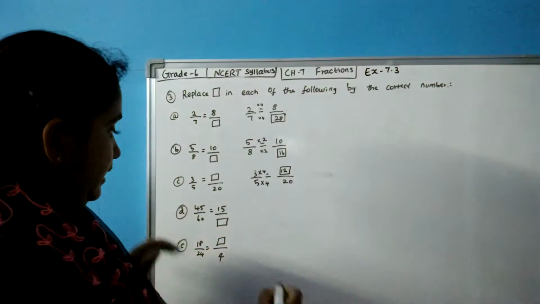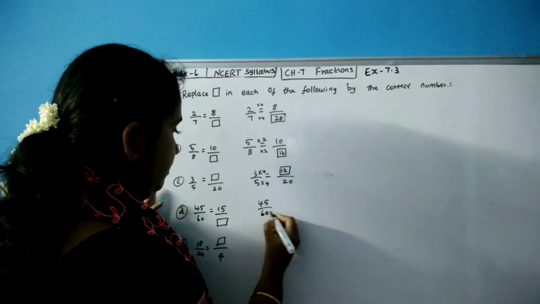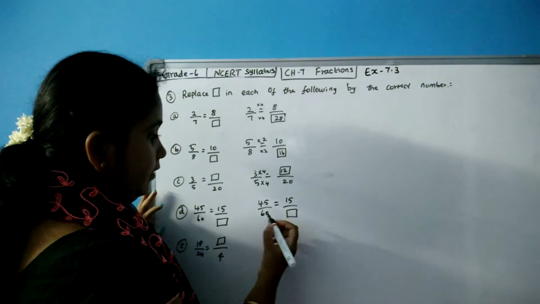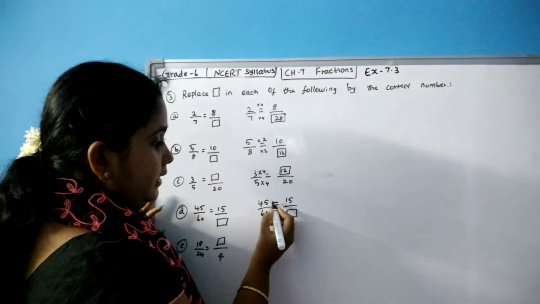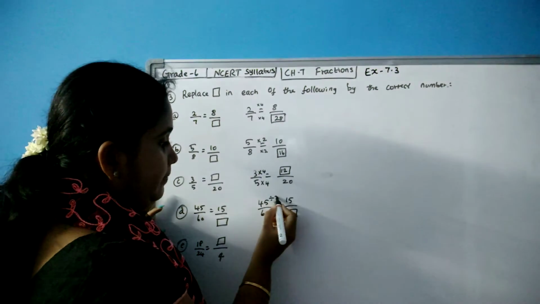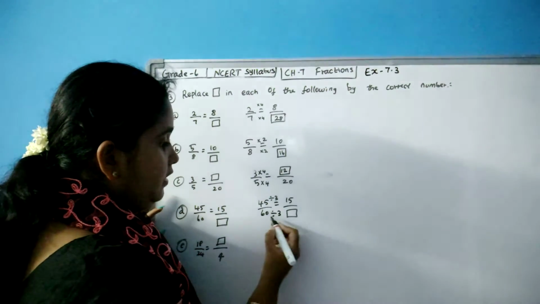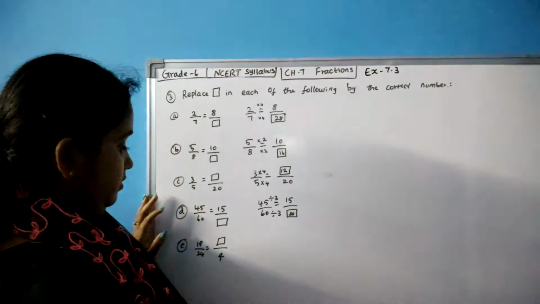Hope you understand. Next sum. 45 by 60 equal to 15 by box. Okay. So 15 into what gives you 45? That is 3. Otherwise 45 divided by 3 will give you 15. Similarly 60 divided by 3 will give you 20. So 20 is your answer.